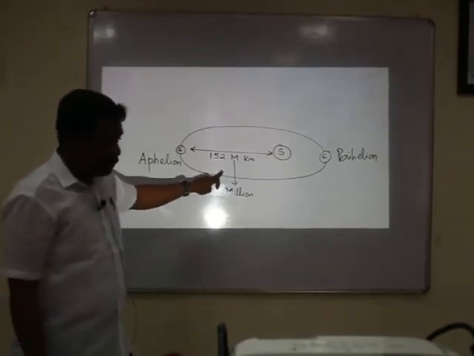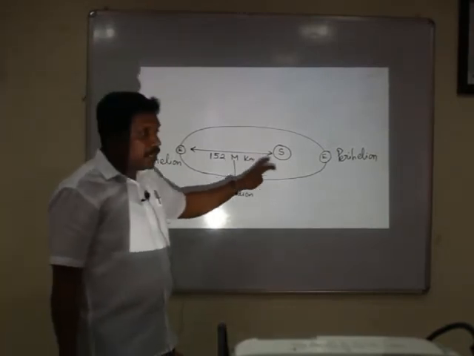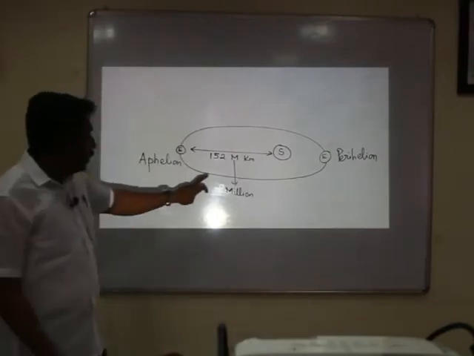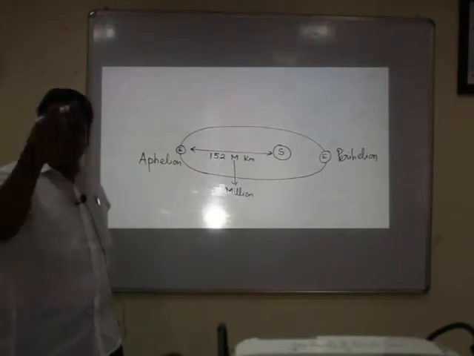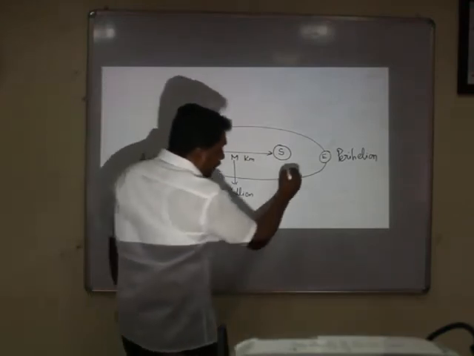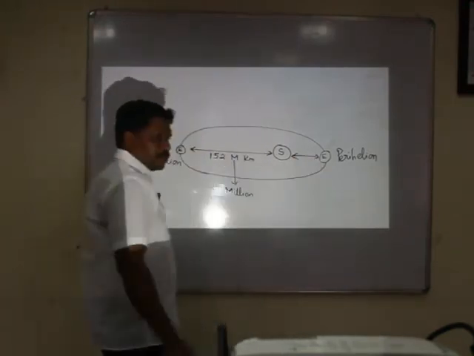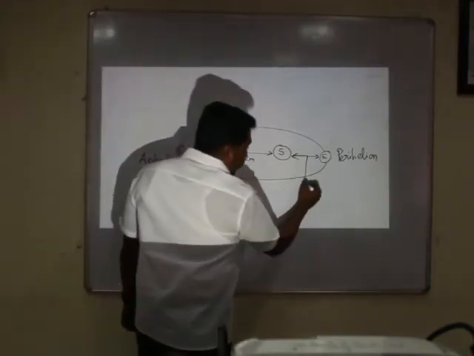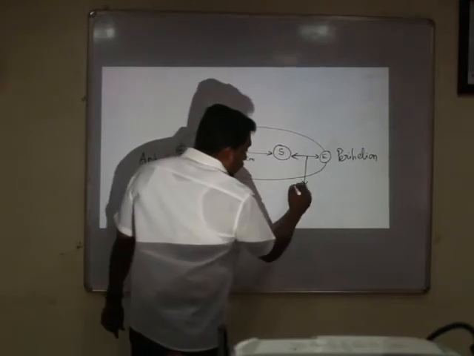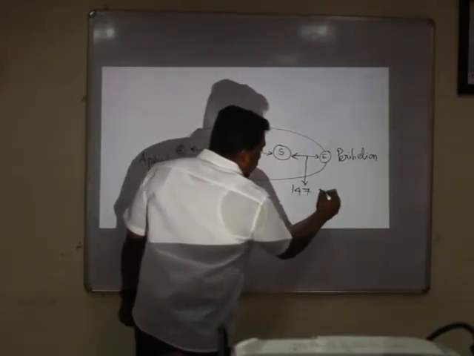So what is the distance between sun and earth on aphelion day? 152 million kilometers. On the other hand, if you ask me about perihelion, earth is very close. If you ask me what is the distance between earth and sun during that particular day, it is 147 million kilometers.